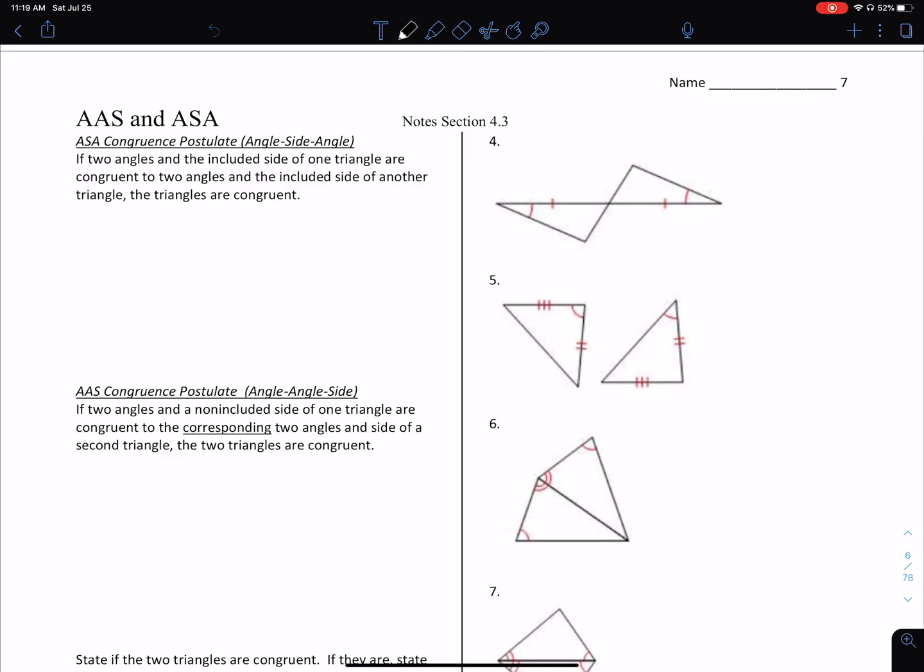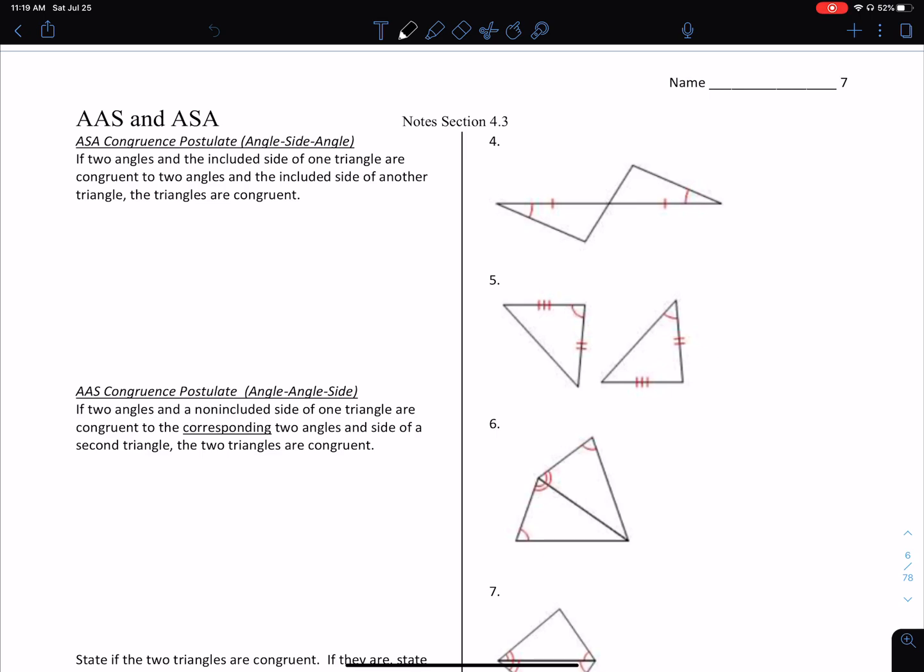Geometry, note section 4.3, just a quick review of what we've done so far in this chapter. We have established different classifications of triangles, whether by the lengths of their sides or the measure of the angles. We have talked about an extremely important definition, the definition of congruent triangles, which is two triangles are congruent if and only if their corresponding parts are congruent.